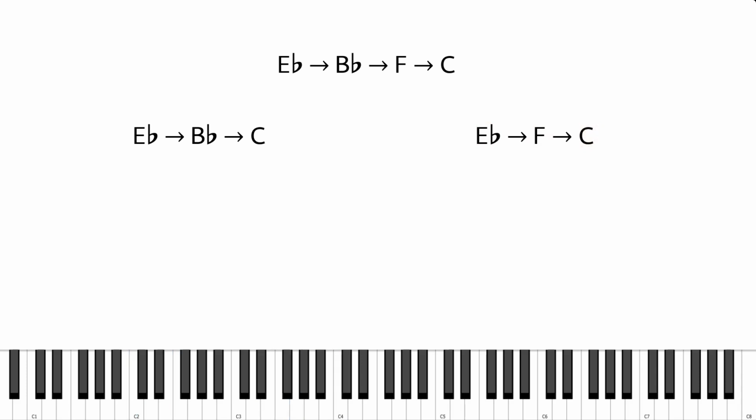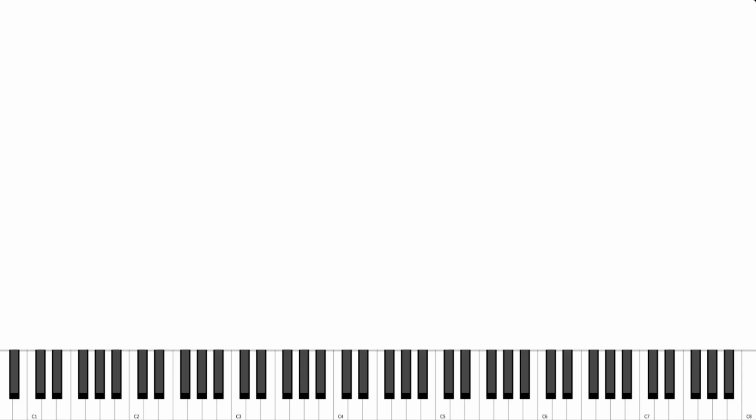Again, this is a kind of progression that pops up in many songs, such as Guns N' Roses' Estranged, albeit in the key of G flat major, where the progression takes place from an A major to a B major to a G flat major.